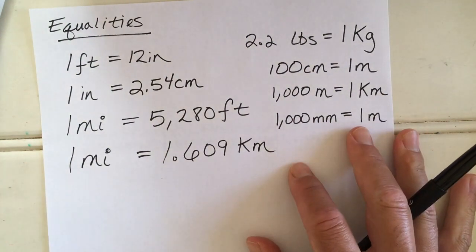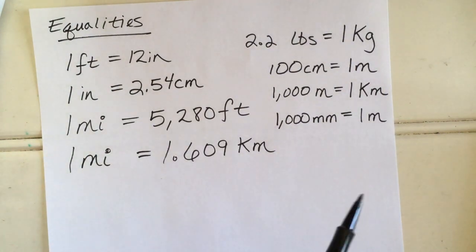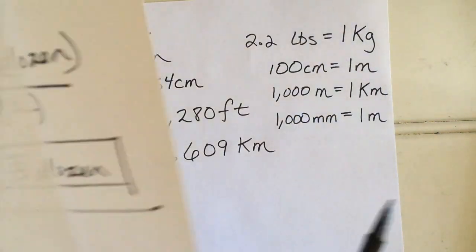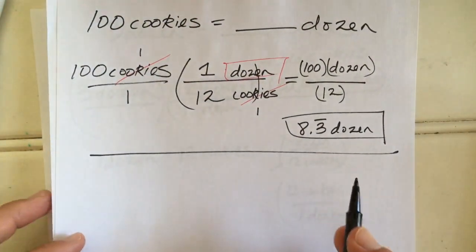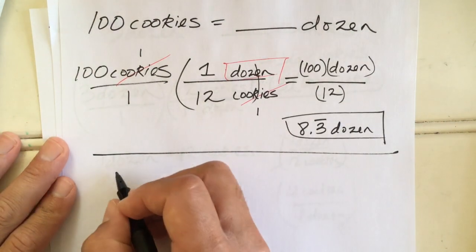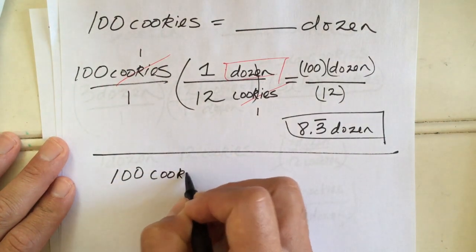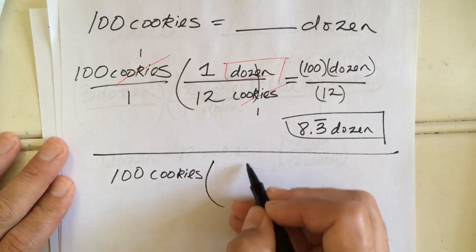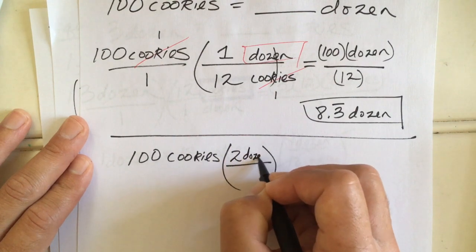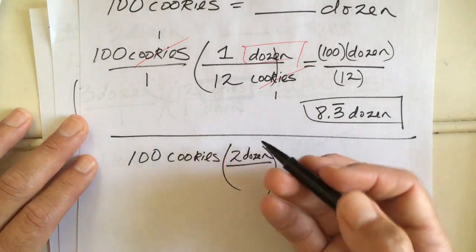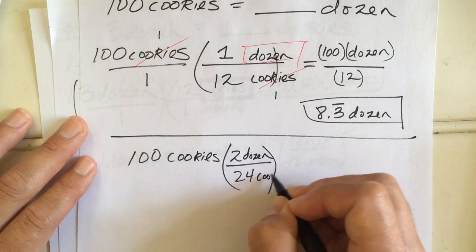So with these ones, or I guess with all conversion factors, let me just point something out. I could have gone back and redone this last problem with a different conversion factor. Let's say for some reason you were like, oh, well, I just have to use an equality. So I'm going to go back and do this and solve using the fact that 2 dozen is equal to how many cookies? Well, it would be 24, right? Is equal to 24 cookies.